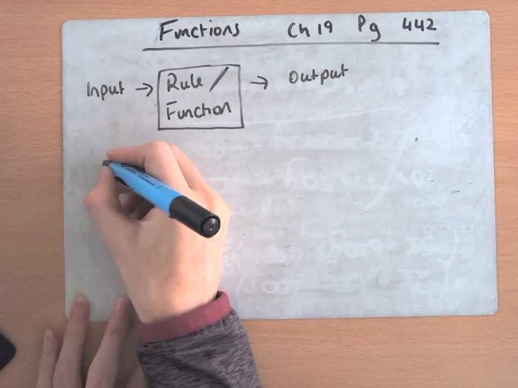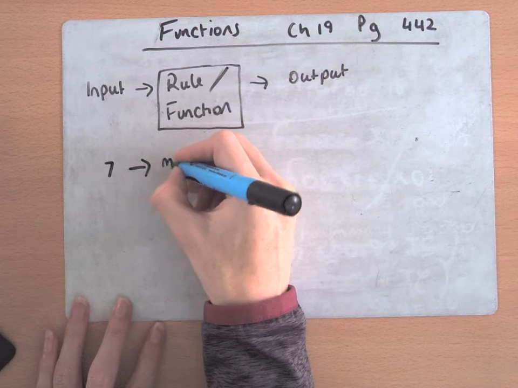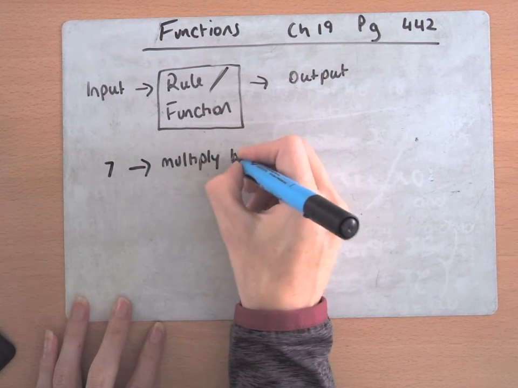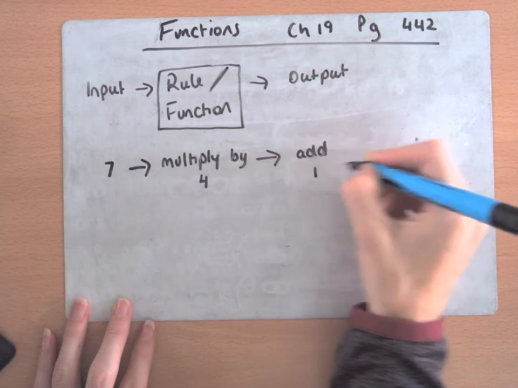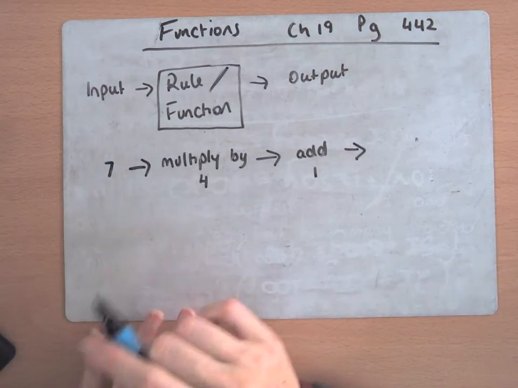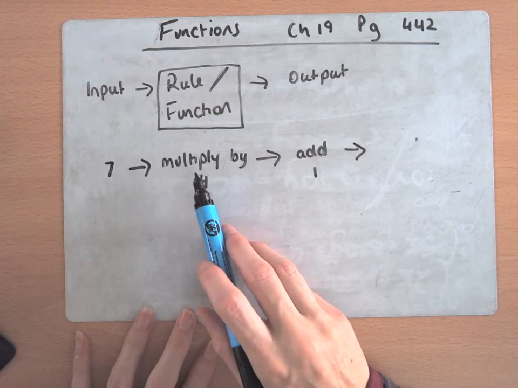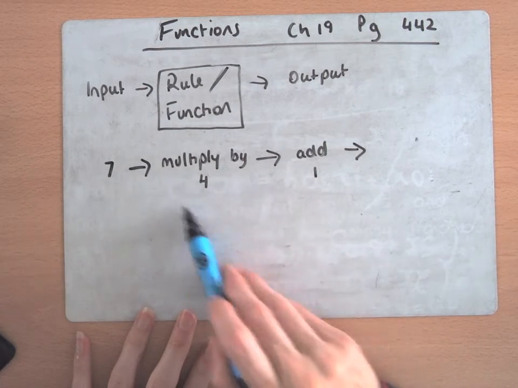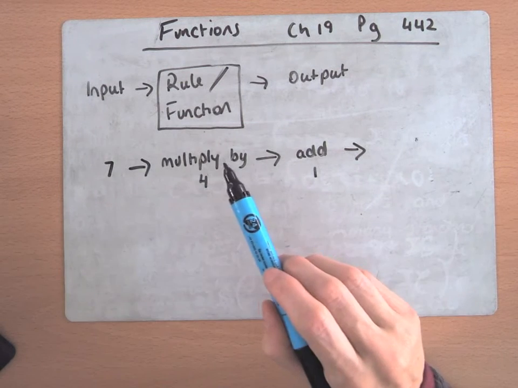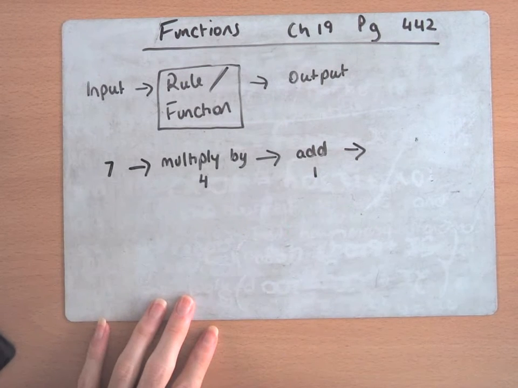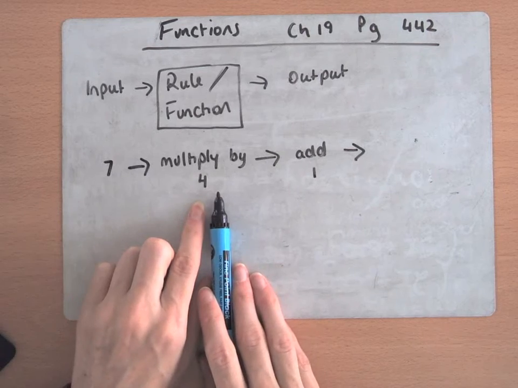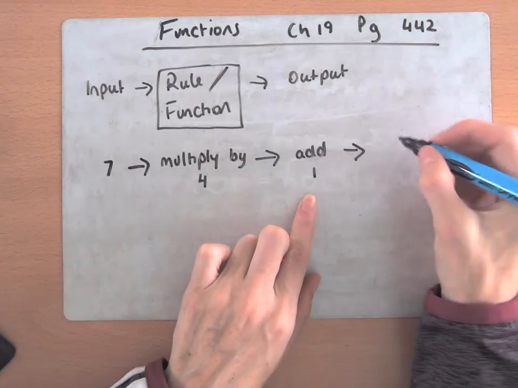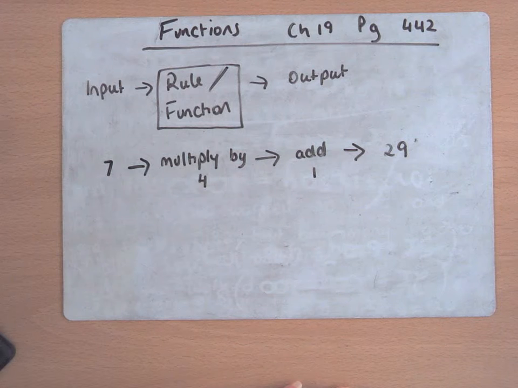my input might be 7. Now my rule or my function is telling me multiply it by 4 and then add 1. So 7 is my input, multiply it by 4, 28, add 1. So that's my output. Okay, everyone okay with that?